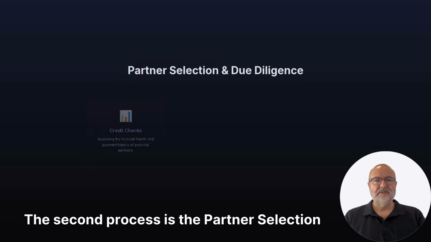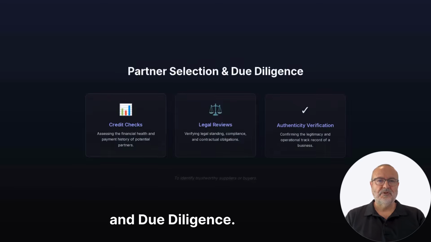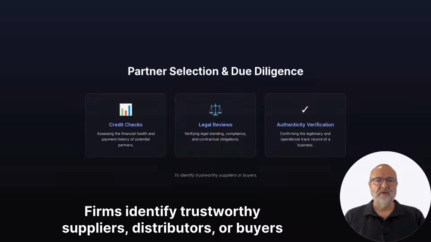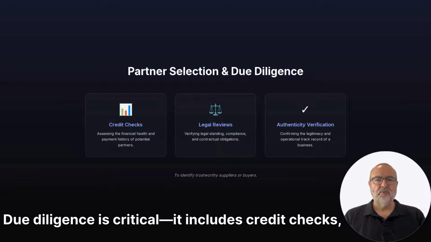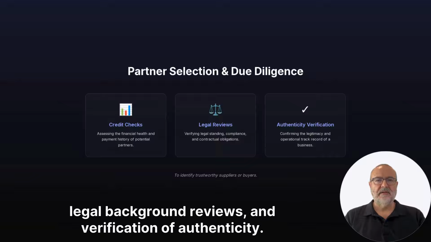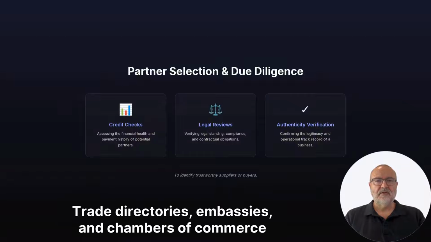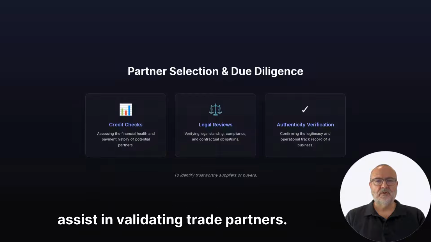The second process is the partner selection and due diligence. Firms identify trustworthy suppliers, distributors, or buyers abroad. Due diligence is critical. It includes credit checks, legal background reviews, and verification of authenticity. Trade directories, embassies, and chambers of commerce assist in validating trade partners.